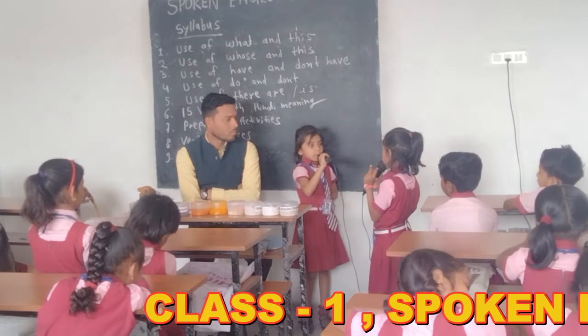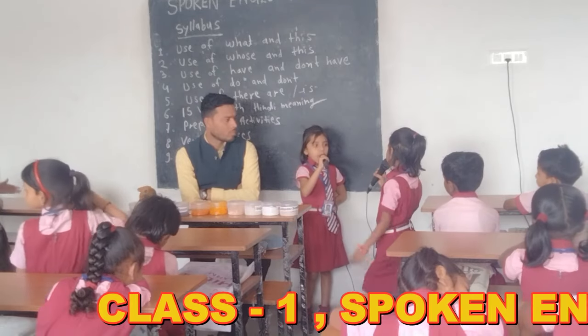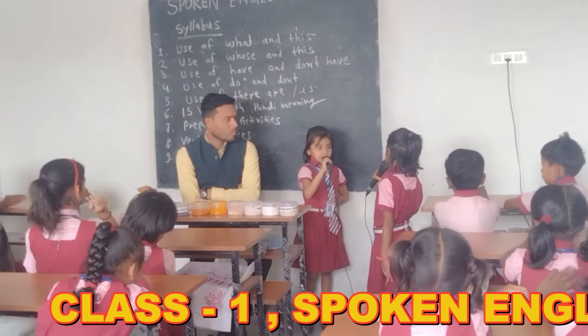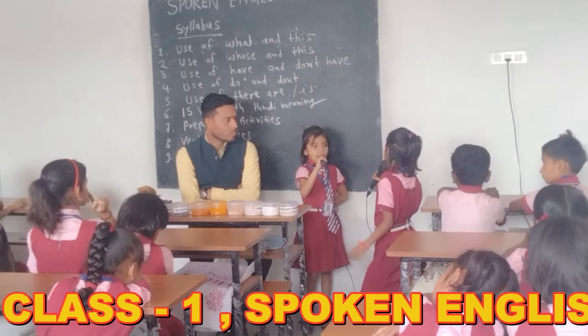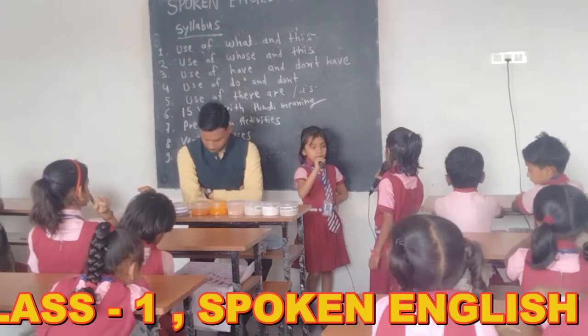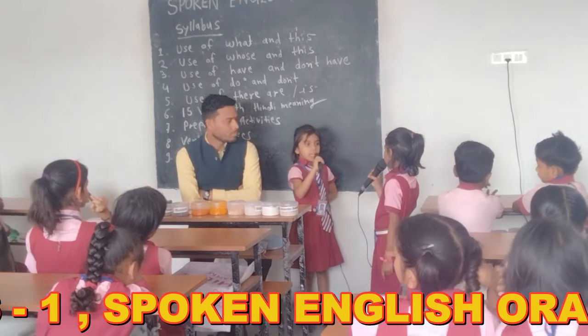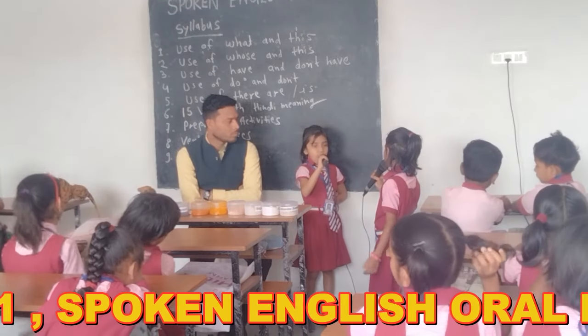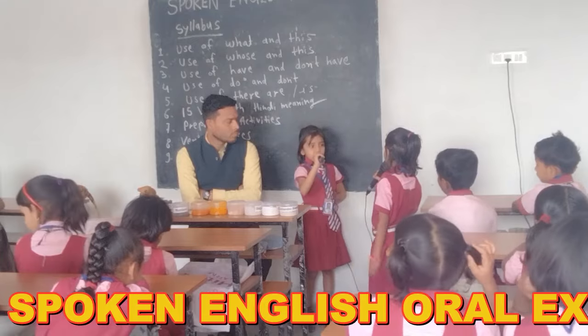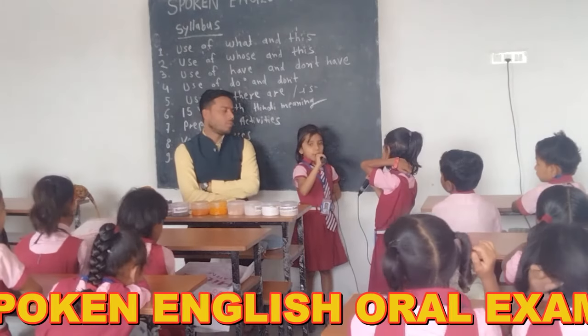Have you mouth? I have mouth. How many mouth do you have? I have 1 mouth. Have you head? I have head. How many hands do you have? I have 2 hands. Have you stomach? I have stomach. How many stomach do you have? I have 1 stomach. Have you shoulder? I have shoulder. How many shoulders do you have? I have 2 shoulders. Have you neck? I have neck. How many neck do you have? I have 1 neck.